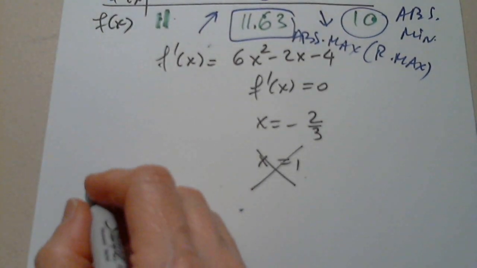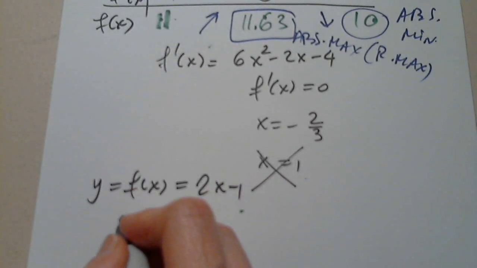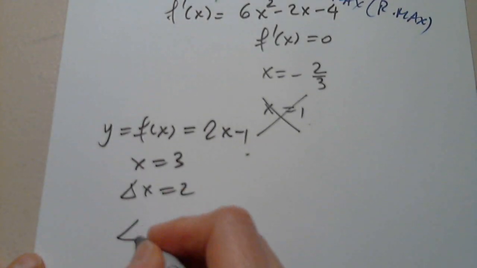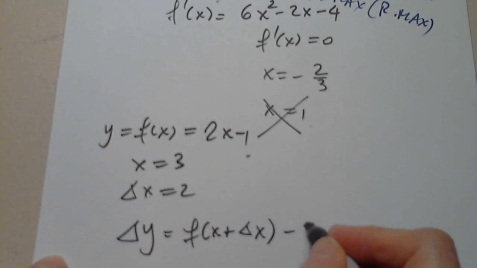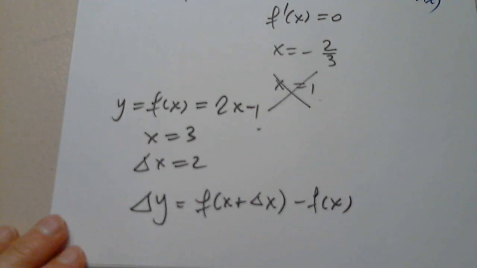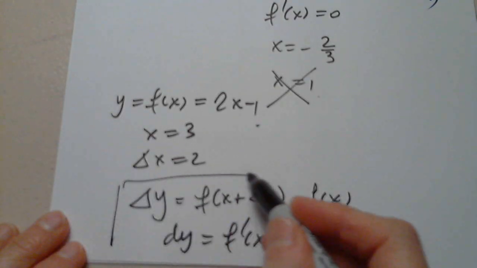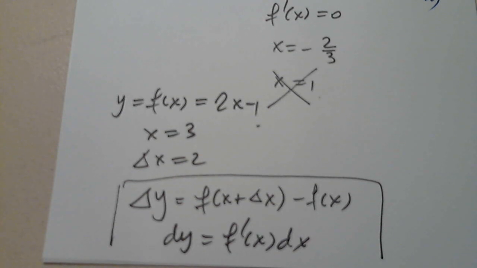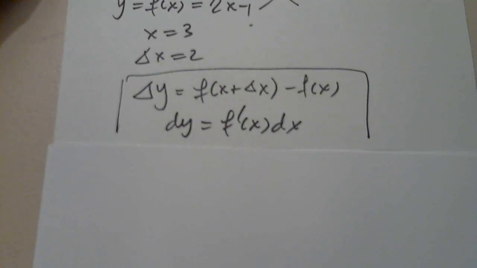Good, so here we have y equals f of x, which is 2x minus 1, a very easy function because it's linear, and delta x equals 2. So remember, we have to just use two notations, f of x plus delta x minus f of x, and as we know by now, dy equals f prime of x dx. So these are the two formulas that we have to use. That's the whole thing. And we just plug in the numbers.